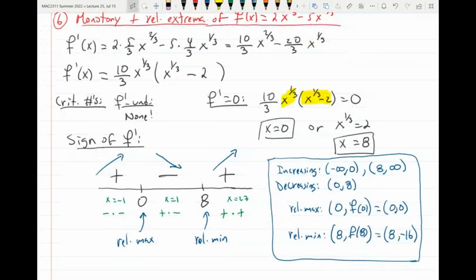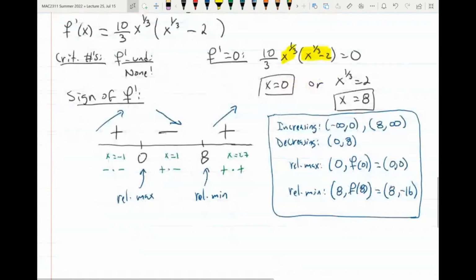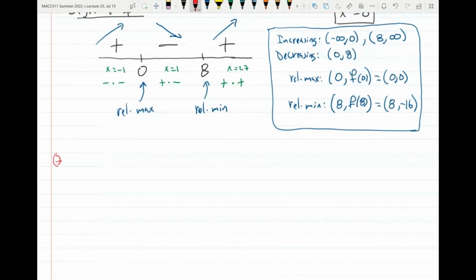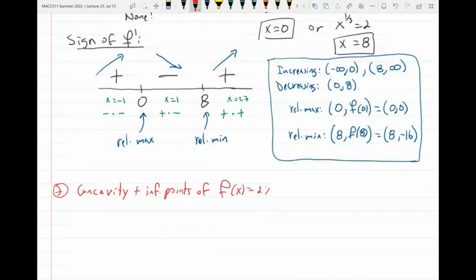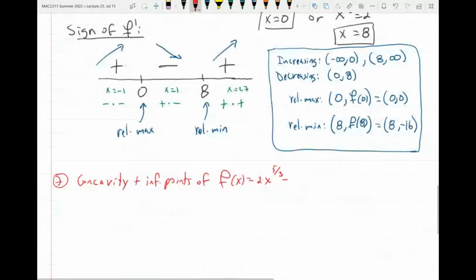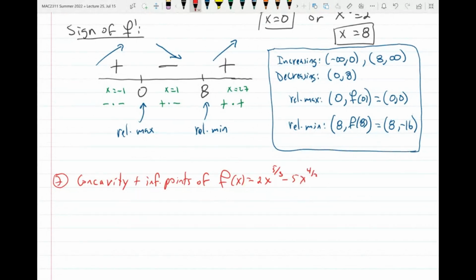Okay, so now that we have everything about the first derivative, let's go to our 7th step, which is looking at the second derivative. For that, we want to figure out concavity plus inflection points of the function f. Remember, this is about the function f. Let me remind you the formula here once again, which is 2 x to the 5 over 3 minus 5 x to the 4 over 3.